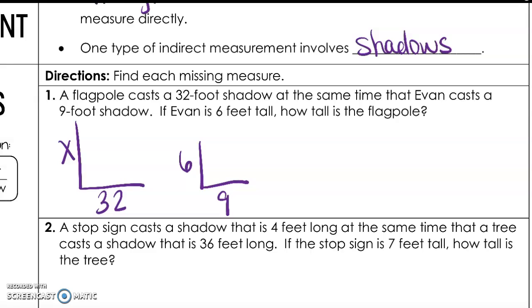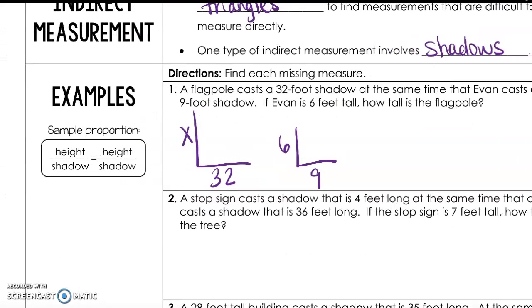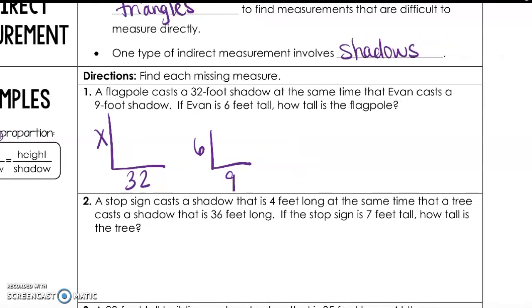If you want to think of it as a triangle, you can, but I just think of it as an L. So you have 2 objects. Here we have a flagpole and a person, and then their shadows. So they will always make right angles. Now, over here, it notice it says sample. So one way to do this is to put the height and the shadow of the same object in one ratio. So I'm going to show you 2 different ways. If we were to do that for this problem, we would have x over 32 equals 6 over 9. That's one way to do it.